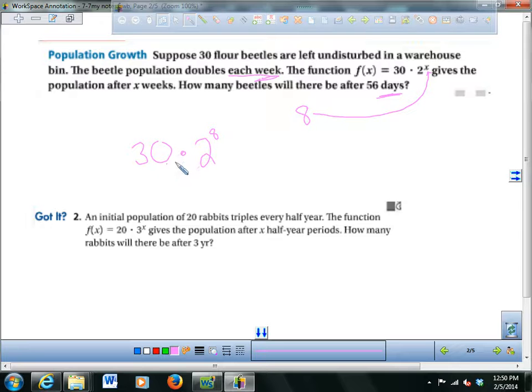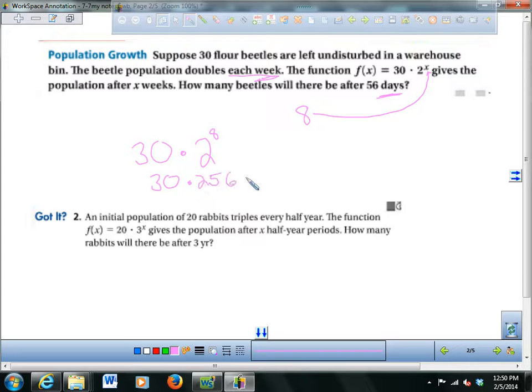Anyone know what that is? We know that 2 to the 5th is 32, 64. What is it? Oh, what? 150. Wait. That doesn't sound right. Is it 150? It's 256. 256. That's what I thought. Okay. So this is 30 times 256.